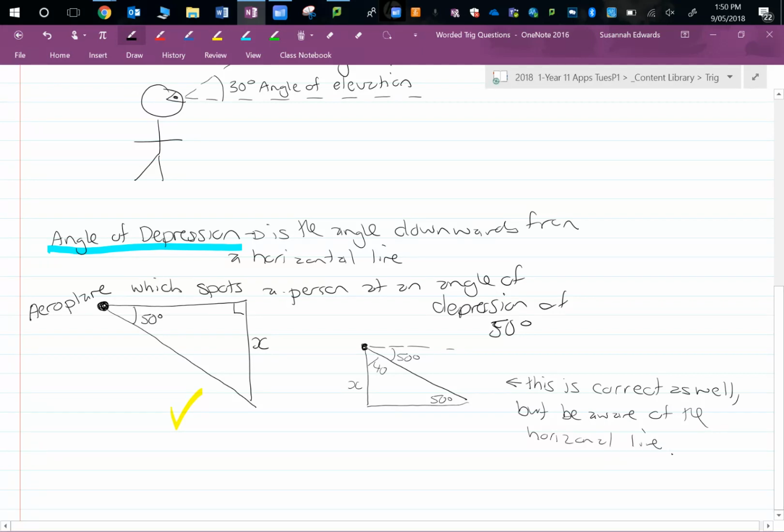Okay, so the depression questions are where most people make a mistake and put the wrong angle in the triangle. So just be really aware of drawing out the horizontal. Depression means down from there. Elevation means up from there.